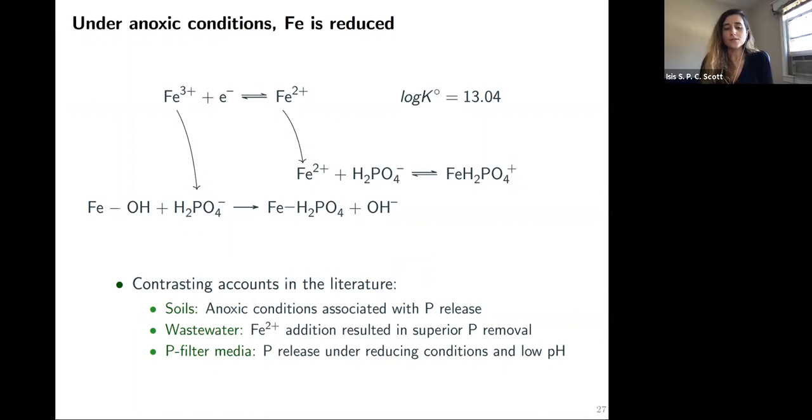In soils, we saw that in the literature, there are reports of anoxic conditions being associated with phosphorus release. In the wastewater literature, we saw that iron 2+ salts addition actually resulted in superior phosphorus removal in comparison to iron 3 salts addition. And regarding phosphorus filter media literature, we saw reports that said that phosphorus was released under reducing conditions as long as there was also low pH.